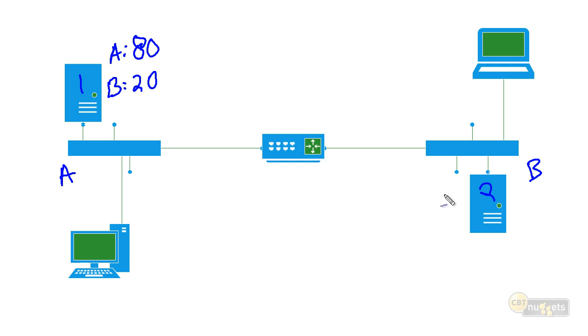DHCP server 2 is going to get exactly the opposite. For network segment A, it's going to get about 20% of the addresses, and for B, about 80% of the addresses. Now, there's no automatic configuration of that. You just have to do the math in your head and say, okay, each of these I'm going to hand out about 200 addresses, and so 80% of that is about this many, and so I'll configure those on that server.